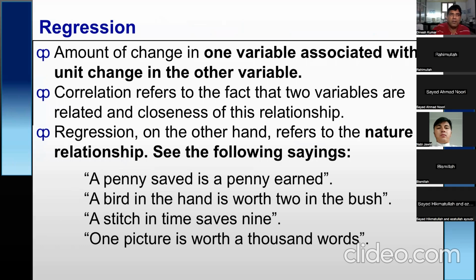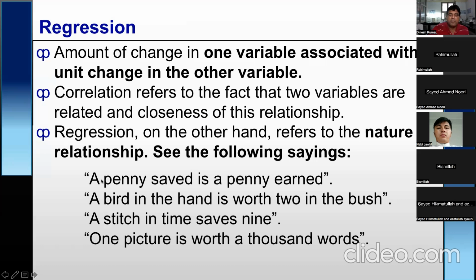So we are understanding the quantitative relationship. If we change one quantity of the independent variable, how much quantity of the y variable is changing. That is regression. Correlation refers to the fact that two variables are related and how close they are. However, regression, on the other hand, refers to the nature of the relationship.